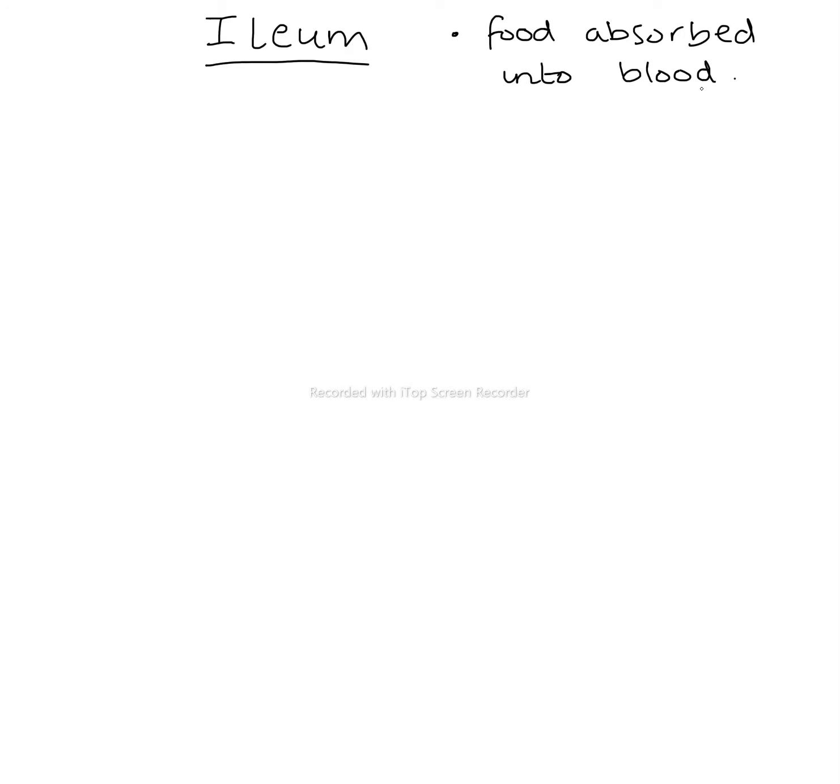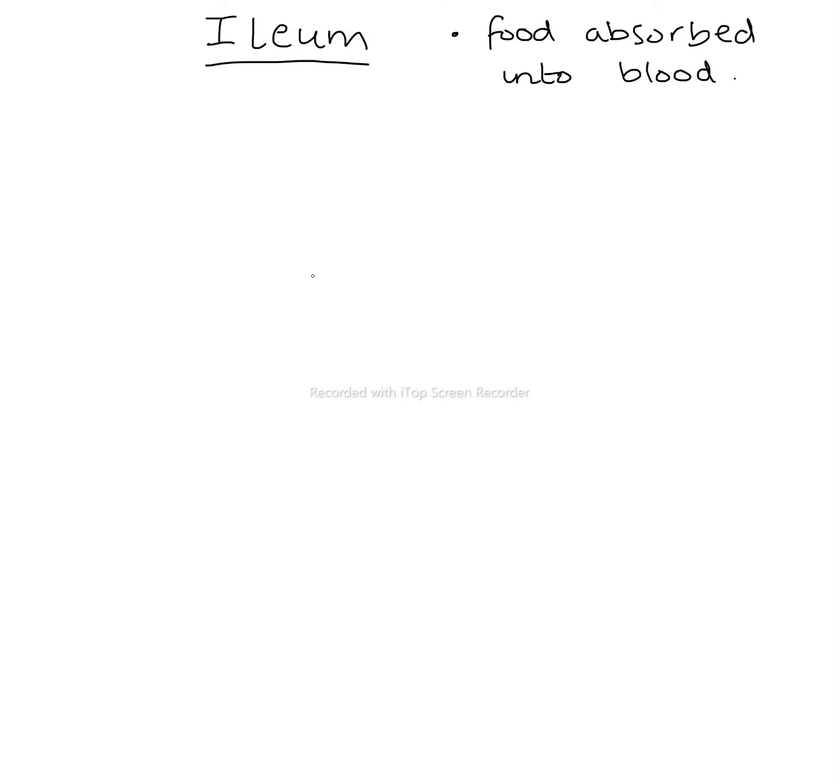So now we're going to look at the absorption of food. Once it's been digested in the small intestine, the second part, so we're looking at the ileum. This is where the food is going to get absorbed into the body or blood.